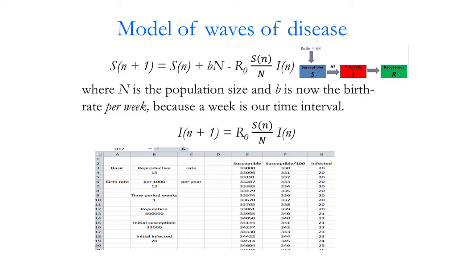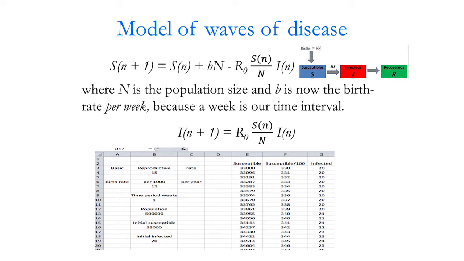And it's quite straightforward to put this into a spreadsheet where we have here your reproductive rate. Remember, we're able to write that down now because we know it's related to the average age of infection. Then you have your birth rate, 12 per 1,000. You've got your time period in weeks. Take our population, I took it as 500,000. The initial number susceptible, about 33,000. And then I've got 20 infected people in it.